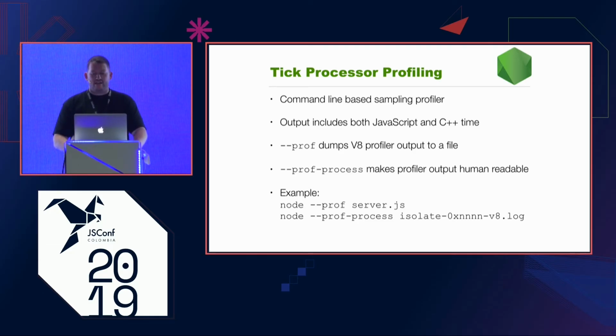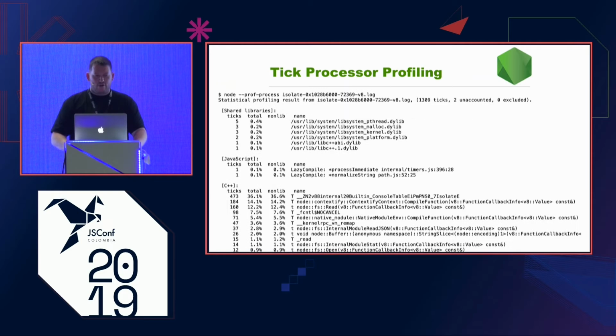file. It's going to be isolate-0x and then a whole bunch of numbers, -v8.log. And then you would run node again afterwards, node --prof-process, and then the name of that file. And you'll see some output like this.